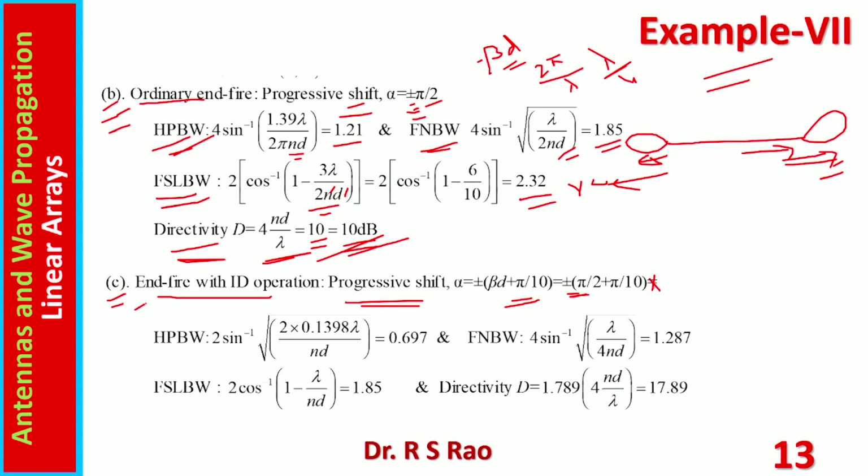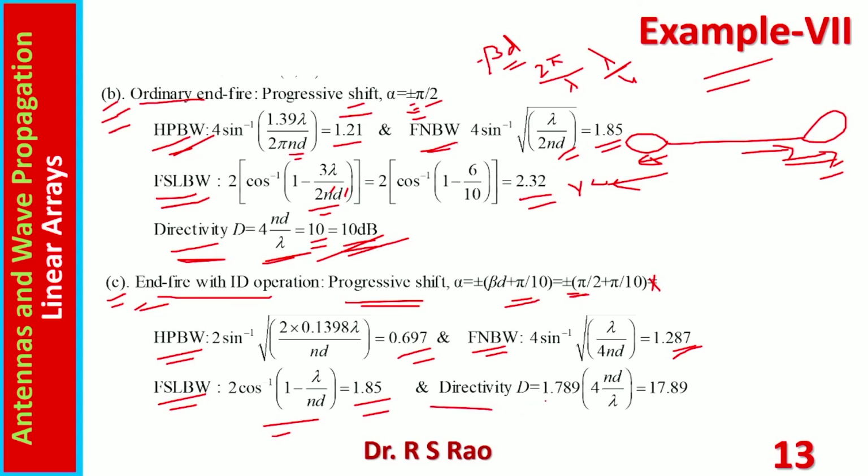So in case of C, end fire with increased directivity operation, half power beam width is given by 2 sine inverse square root of 2 into 0.1398 lambda by nd. Substitution gives us 0.697 radians. First null beam width is 4 sine inverse square root lambda by 4 nd. In radians, it is 1.287. First side lobe beam width in this case is 2 cos inverse 1 minus lambda by nd. It becomes equal to 1.85.